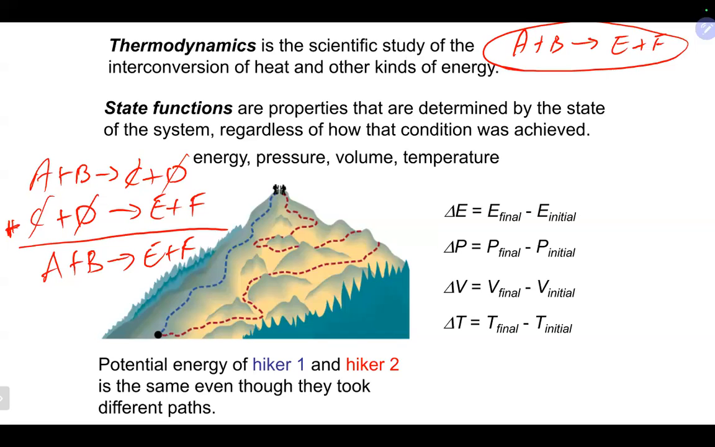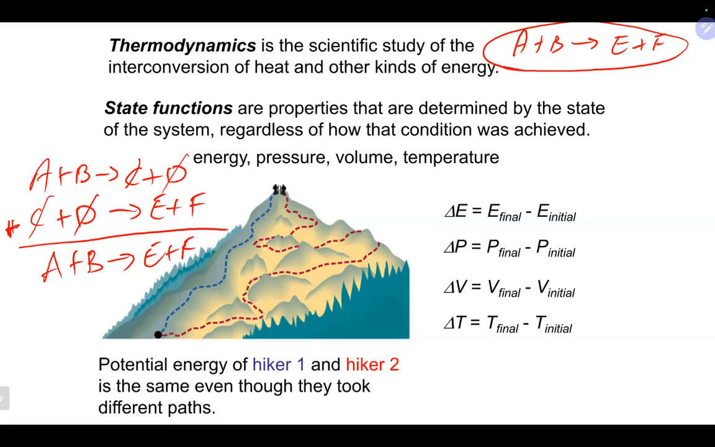In terms of energy, it really doesn't matter. You just add up all the energy needed to get there, and that gives you the energy that occurs. So a lot of times we take delta E, which is the change in energy, as final minus initial, delta P, the change in pressure, delta V, like we've done before, final volume minus initial volume, and delta T, final temperature minus initial temperature. So a lot of times what we look at really is final and initial in these state functions.